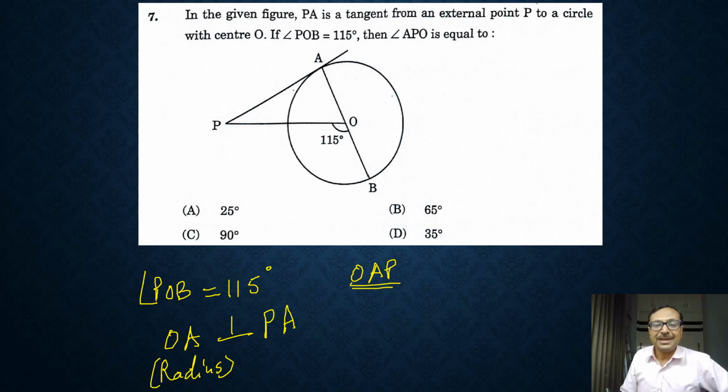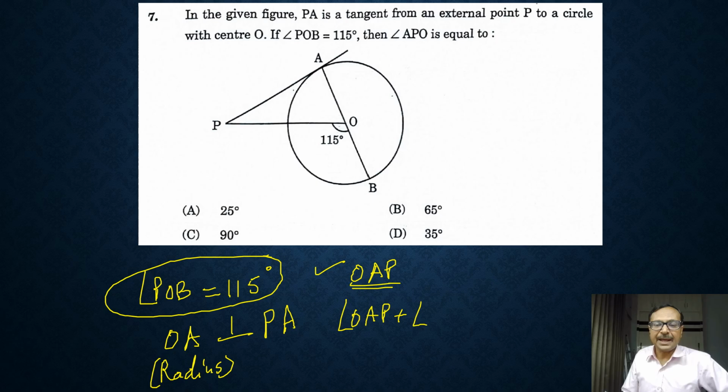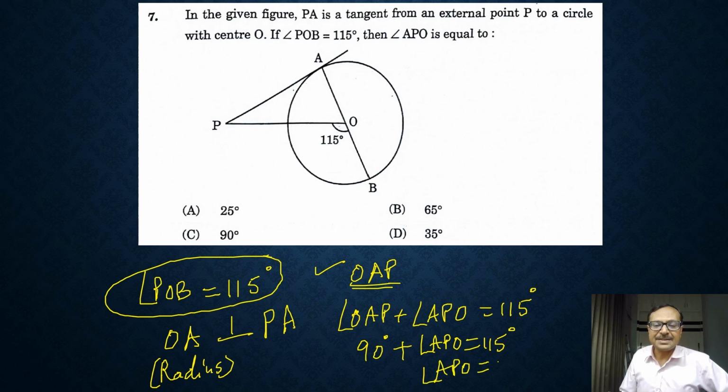Now one angle, that is the exterior angle of the triangle OAP, is 115. The exterior angle is always equal to the sum of the interior opposite angles. So angle OAP plus angle APO is equal to 115, using the exterior angle property. Now angle OAP happens to be 90 degrees because we just proved that OA and PA are perpendicular. So very easy, angle APO, which you have to find, will be 115 minus 90, that is 25 degrees, and the correct option is option A.